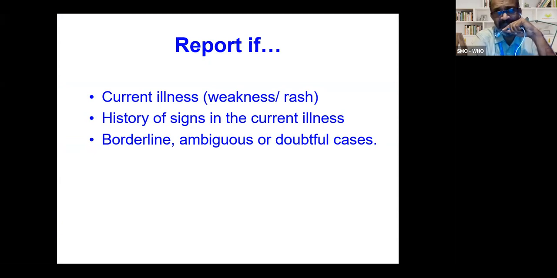Child is limping, but the reflexes are retained. Tone is okay. You don't know why child is limping. It's a myalgia, maybe neuritis, maybe it's your diagnosis of synovitis. But when you take an X-ray or an ultrasound or a scan, there's no fluid. Please do report. So borderline ambiguous, even transient paralysis, please do report.